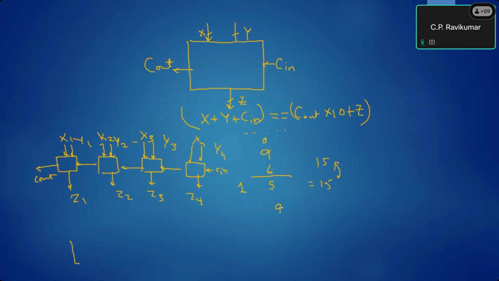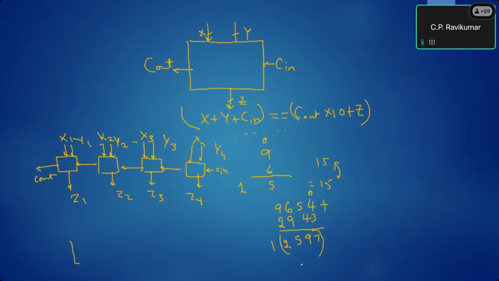Suppose I am adding 9654 with 2943. So 4 and 3 is 7. 5 and 4 is 9. And let us pretend that carry is 0. 6 plus 9 is 15. 10 plus 2 is 12. And 1.